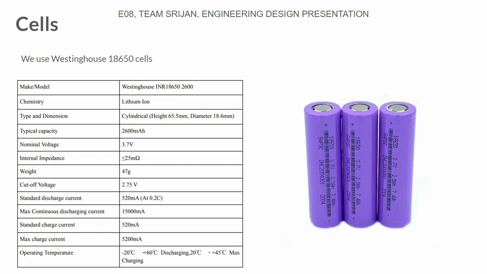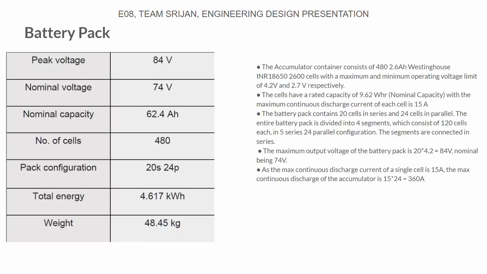They have a nominal voltage of 3.7 volts, a typical capacity of 2600 mAh, cutoff voltage of 2.75 volts, max continuous discharge current of 15,000 mA, standard charge current 520 mA, and max charge current 5200 mA.